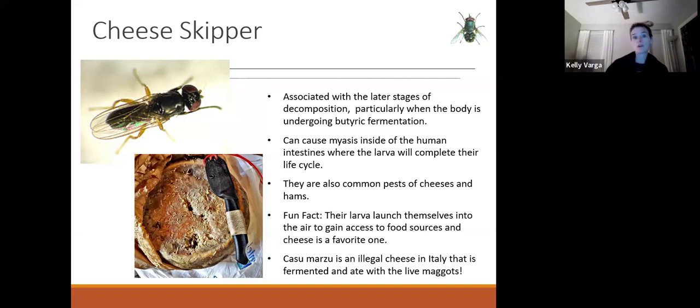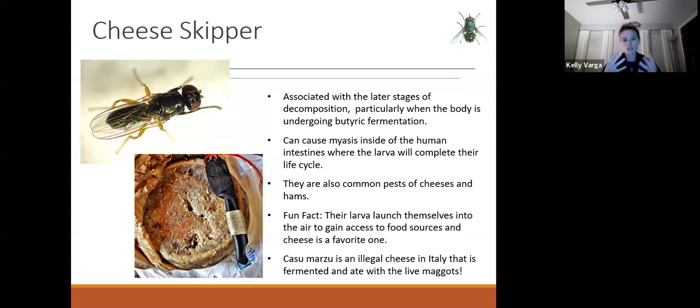So by the time we get to our beetles, they're coming at very dry, active remains. They're coming at the last stages. Everybody has their little stage that they're coming to the body to allow for that succession and to allow for the next generation to be brought on, to continue on to the next generation. A long day. So these cheese skippers are attracted to butyric acid.